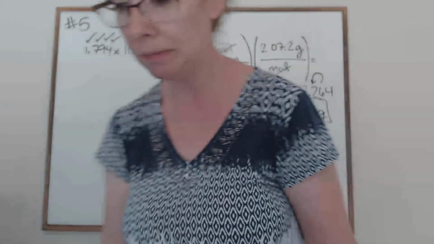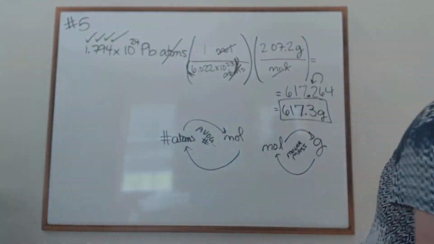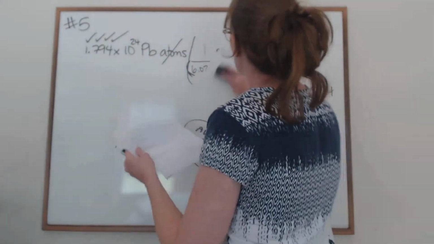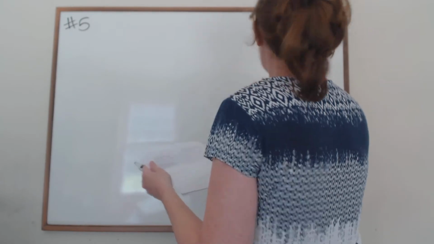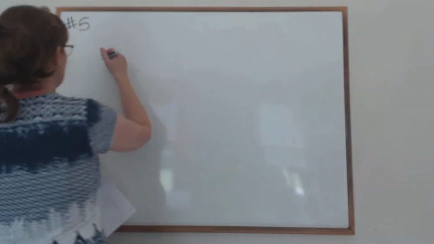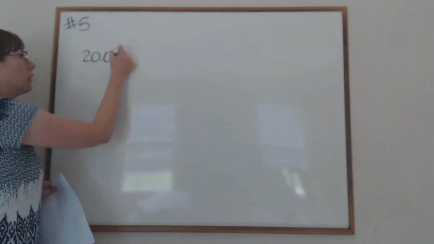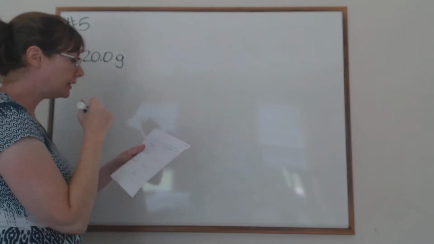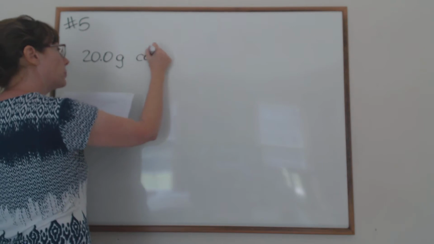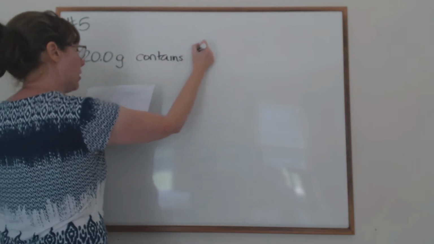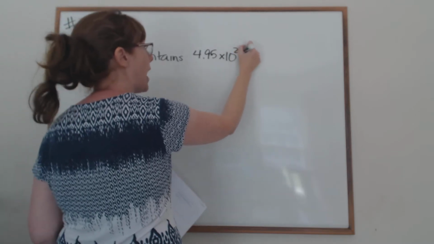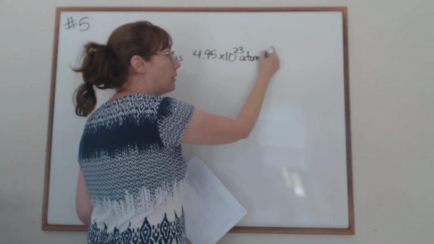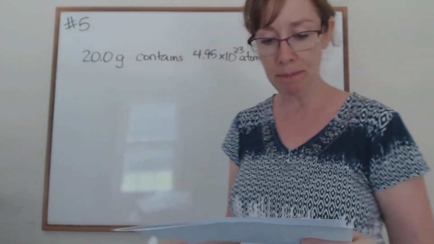Okay, the next part here. Number 5. Says a 20-gram sample, okay, you've got 20 grams of an element contains 4.95 times 10 to the 23rd atoms. Now we don't know what type of element it is. It just says of an element.